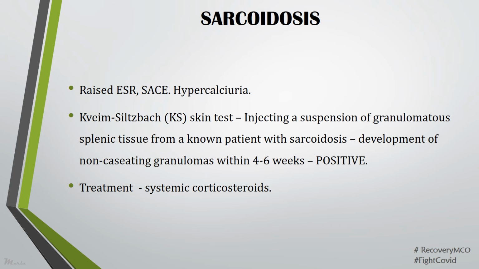A clinical test used to identify sarcoidosis, also known as the Kveim-Siltzbach skin test, involves the suspension of granulomatous splenic tissue to be injected into the skin of a suspected patient. If there is development of non-caseating granulomas within 4 to 6 weeks, it suggests a positive reaction. Treatment of sarcoidosis includes systemic corticosteroid therapy.